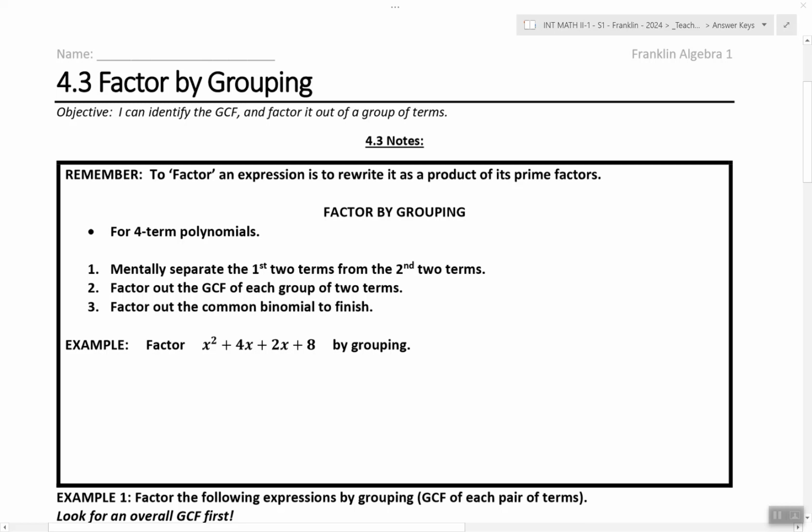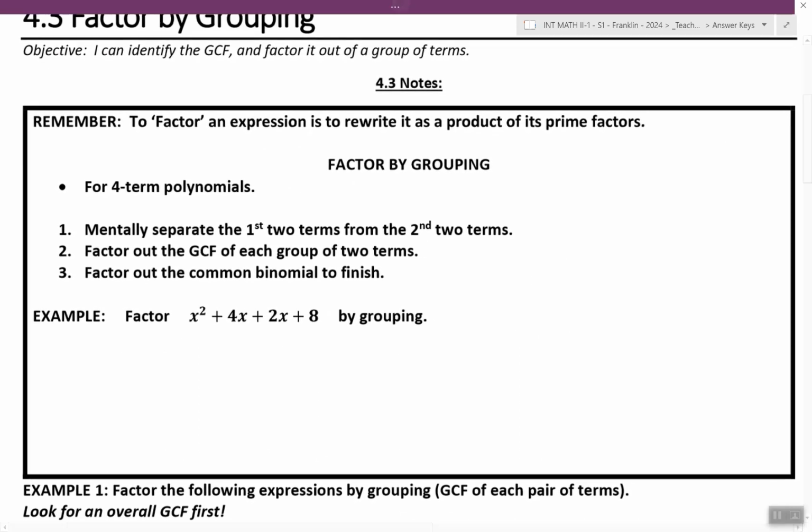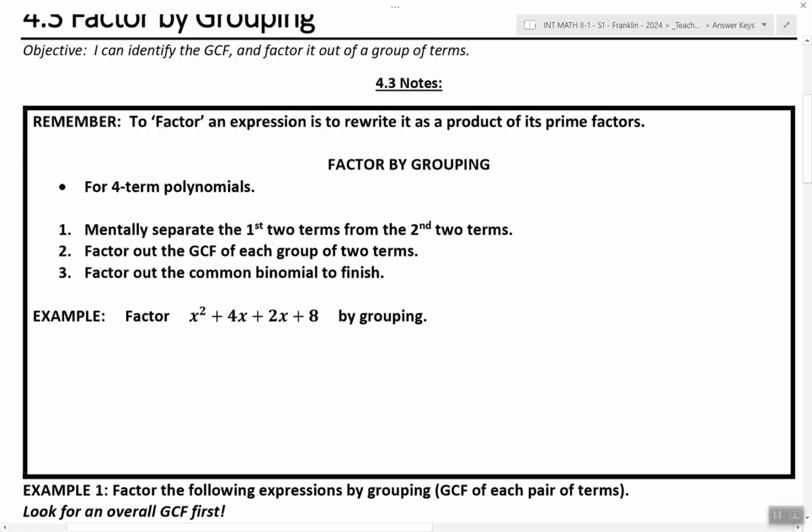So this method that we're going to look at today is called factoring by grouping, and it works for 4-term polynomials. That's important. So these polynomials have 4 terms. And so here's the basic process. We'll talk through it and then we'll do several examples.